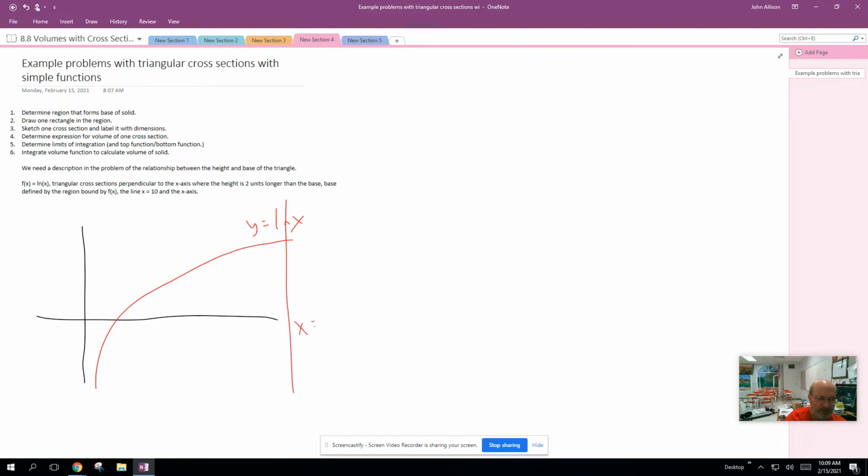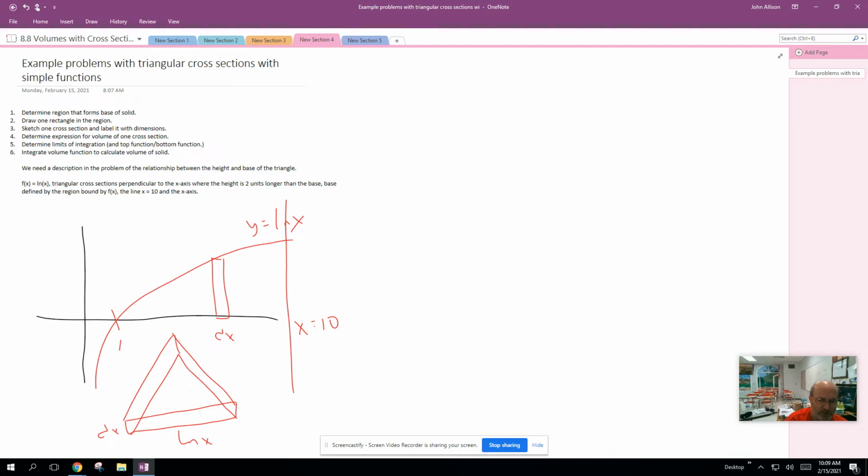Here's x equals 10. We're going to sketch one rectangle inside the region, the width of which is dx. This goes from 1 to 10. Okay, I'm going to pull that one rectangle out. I'm looking at this as a cross section. The width is dx. The length of that rectangle is ln x. Let's go ahead and draw the triangular cross section.